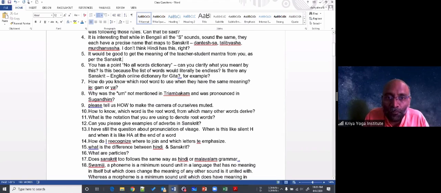You have a point, no all-words dictionary. Can you clarify what you meant by this? Is this because the list of words would literally be endless? Is there any Sanskrit-English dictionary online for Gita? So yes, that is the reason: the word list would be endless.